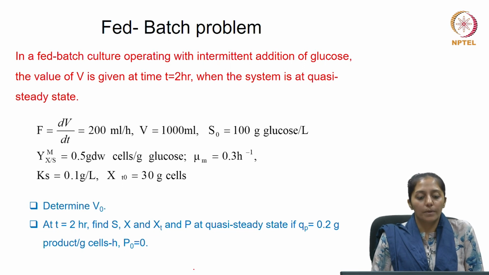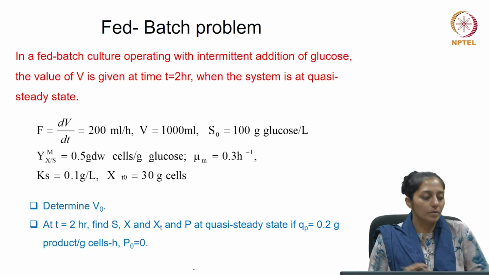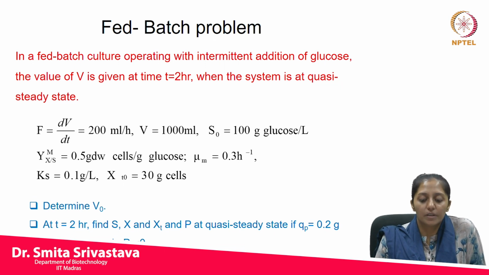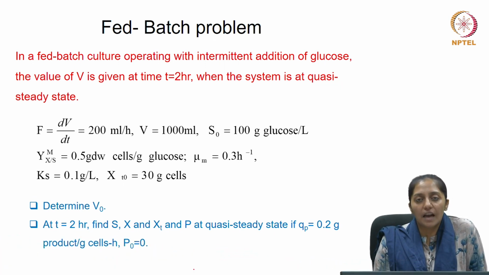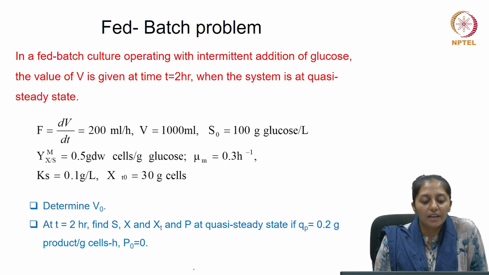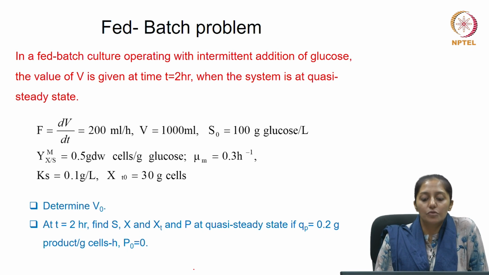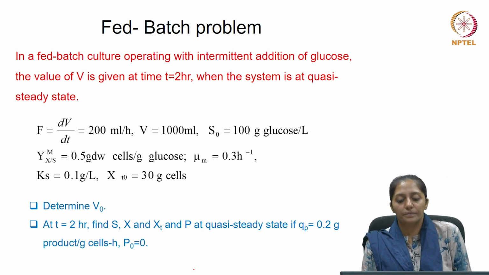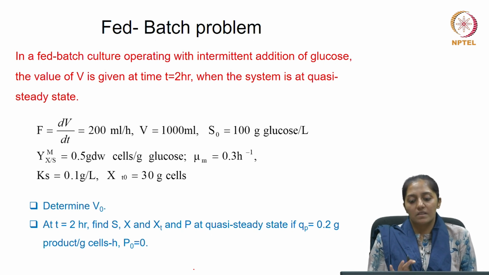Let's do the practice problem. So, let us read the problem. In a fed batch culture operating with intermittent addition of glucose, the value of the volume at time t equals 2 hours is given as 1000 ml. At this time the system is running at quasi steady state.